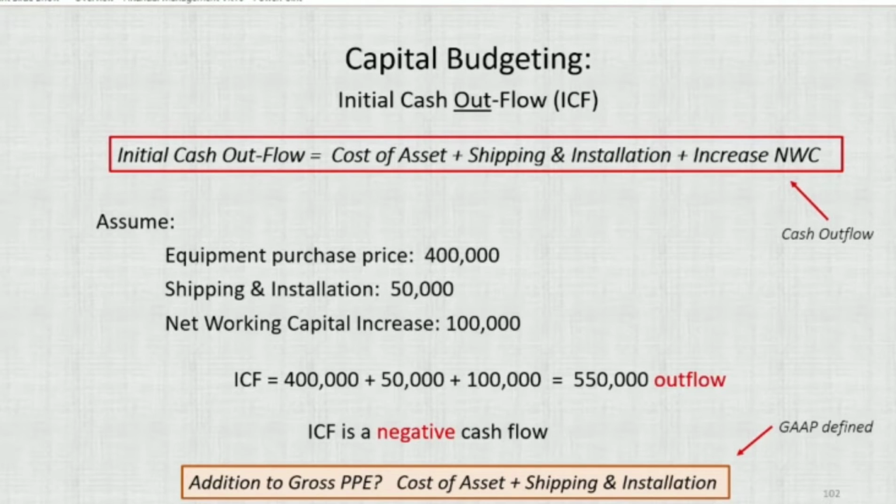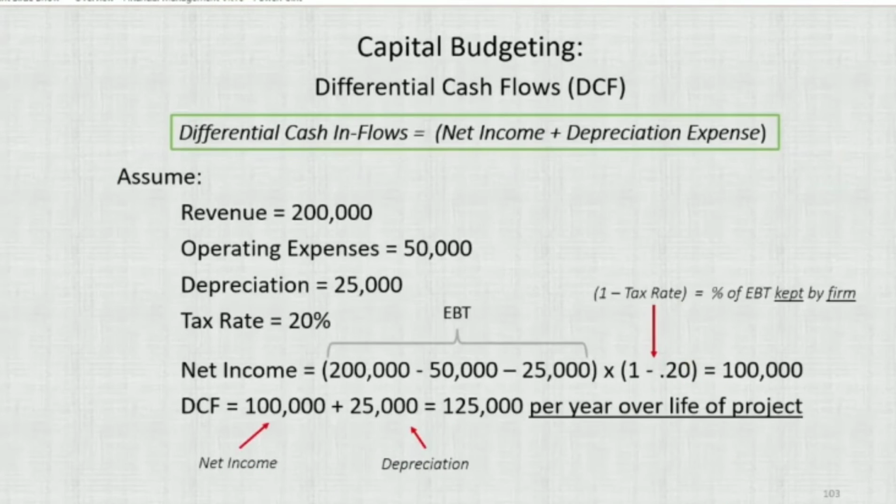It stays up there in the blue part. So that's why you don't include that in the gross plant and equipment. Second, cash flows are the differential cash flows. And the sidebar formula is net income plus depreciation expense. So we're talking about the additional cash flow generated because we invest in the project.